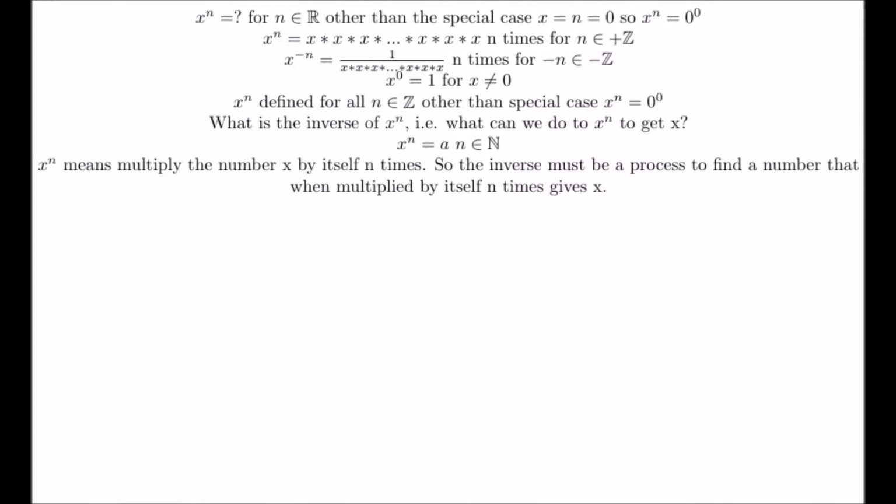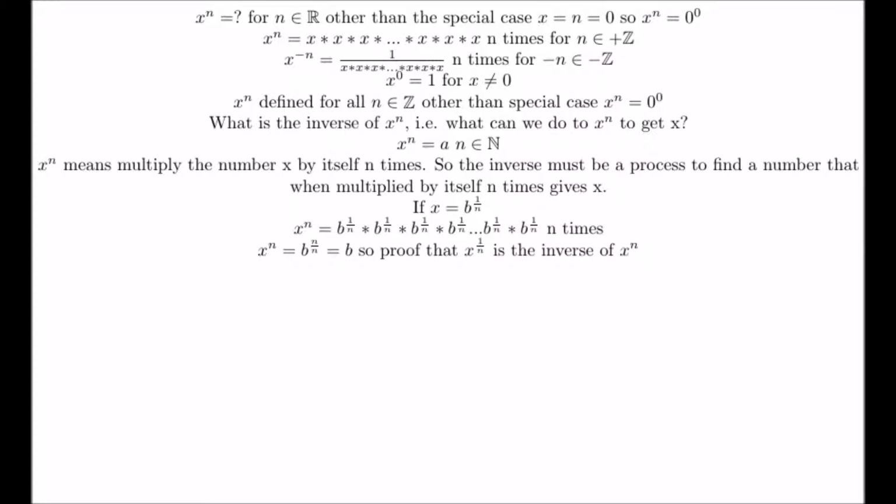Since x to the n is x multiplied by itself n times, then the inverse must find what number multiplied by itself n times gets x. If x equals b to the 1 over n multiplied by itself n times, we get b to the 1 over n multiplied by b to the 1 over n multiplied by b to the 1 over n, and so on, n times. This can then be written b to the n over n equals b to the 1 equals b. So raising something to the power 1 over n is the inverse of raising something to the power n. So b to the 1 over n means what number multiplied by itself n times equals b.